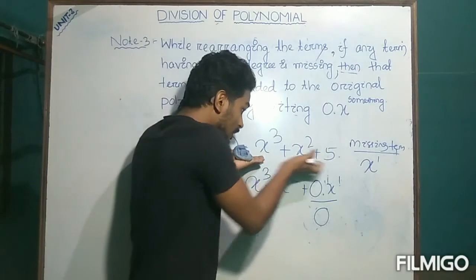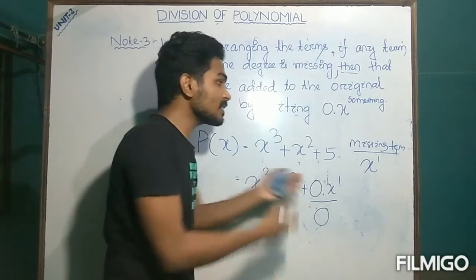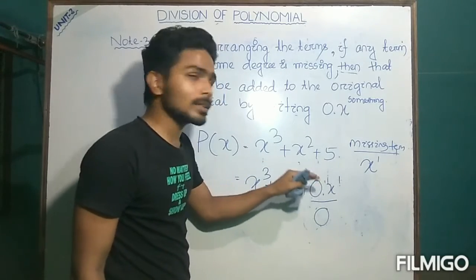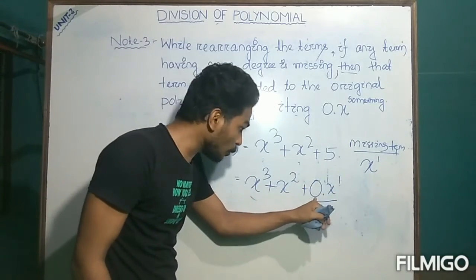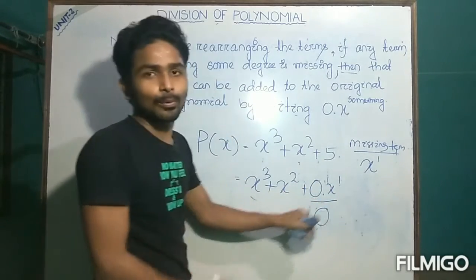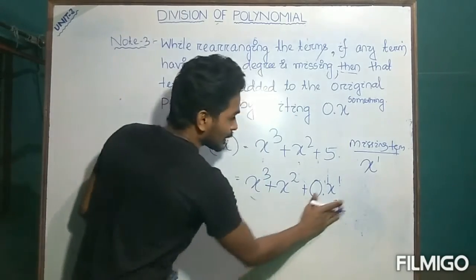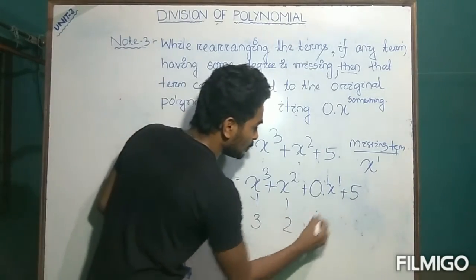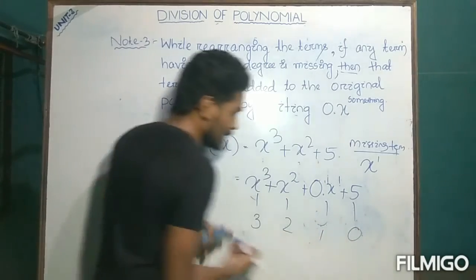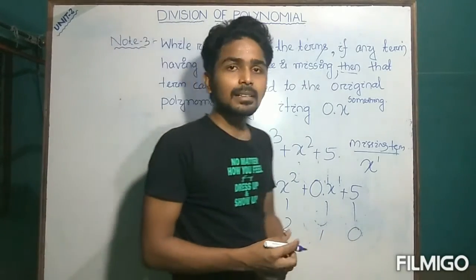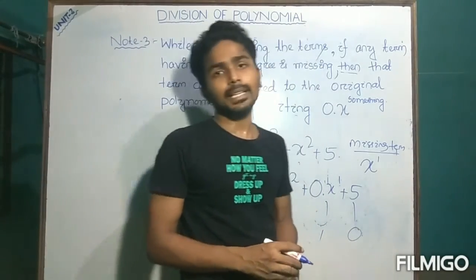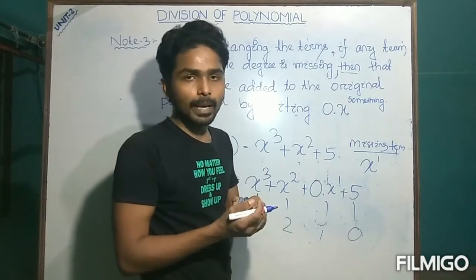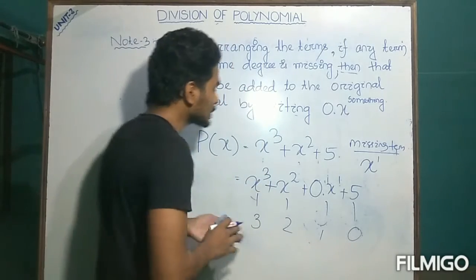Why? Because the original polynomial doesn't have x. So in order to write that term in the original polynomial, we have to write its coefficient as 0. So 0 into x to the power 1 plus 5. So it has power 3, power 2, power 1, power 0. So they are all arranged in decreasing order of their degree. Clear? So if any term is missing, then you can add it by using 0 into x to the power something.